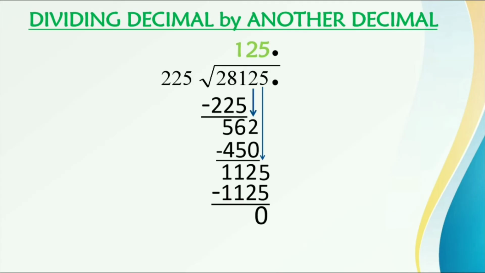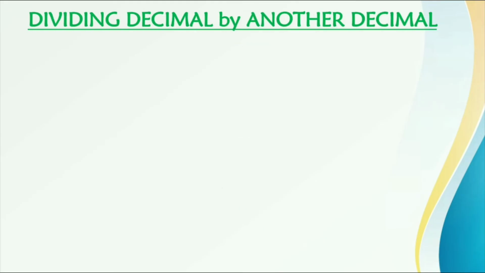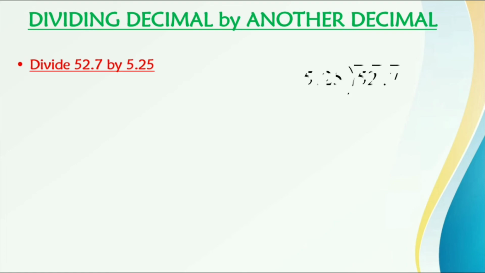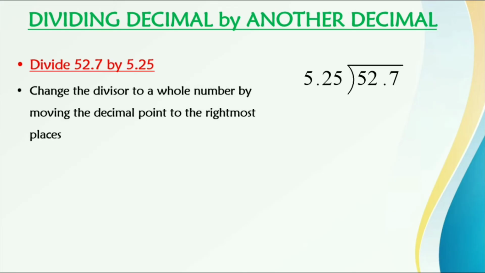So let's have another example. So we have here, okay, dividing decimal again by another decimal. So we have here 52.7 divide by 5.25. Okay, so again, ang goal natin is gawin muna nating whole number yung ating divisor, yung term na nasa labas. Okay, so paano natin gagawin yon? From decimal places, mag-move tayo papunta sa dulo na right. So, in this case, so from 5.25 mula sa decimal place, mag-move tayo ng 2 decimal places. So, ayun na yung point natin.